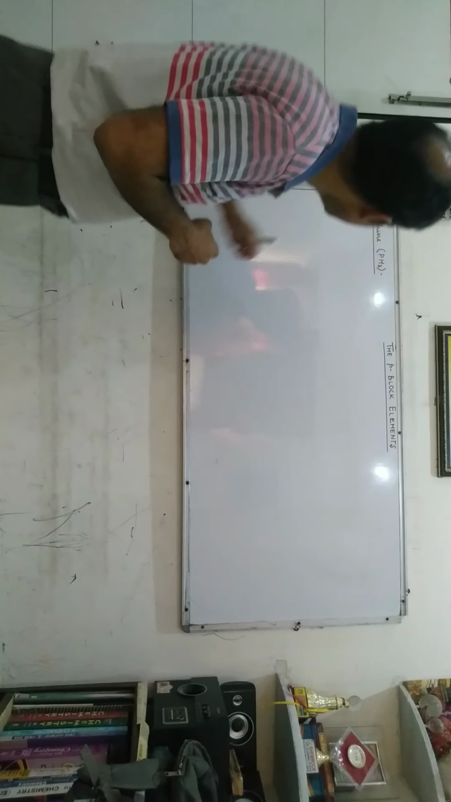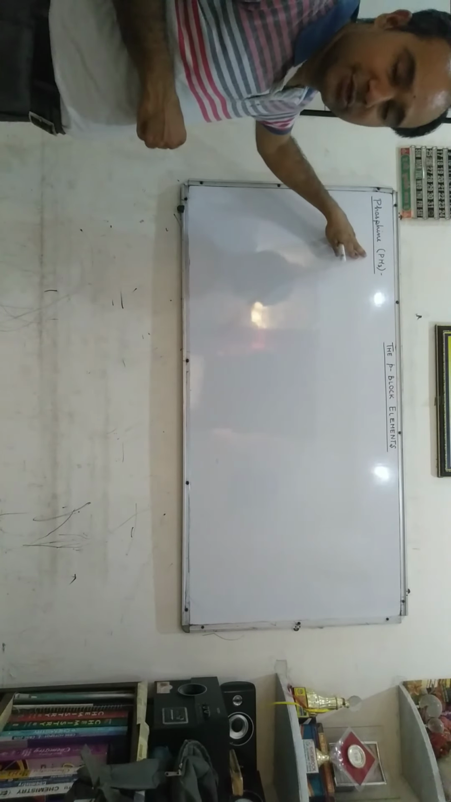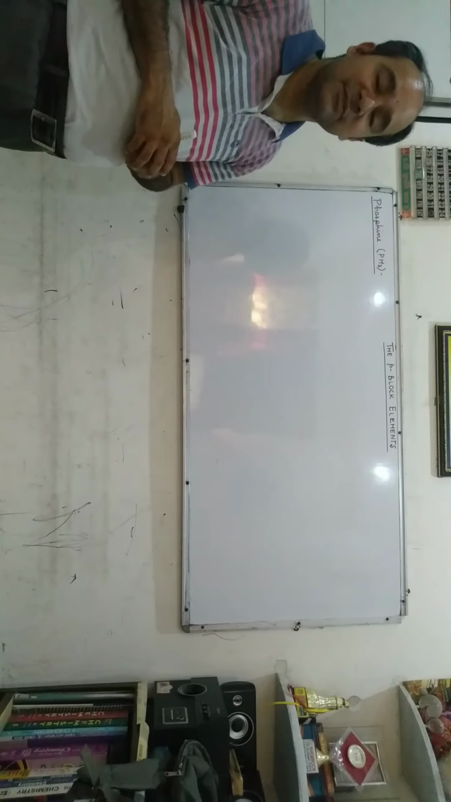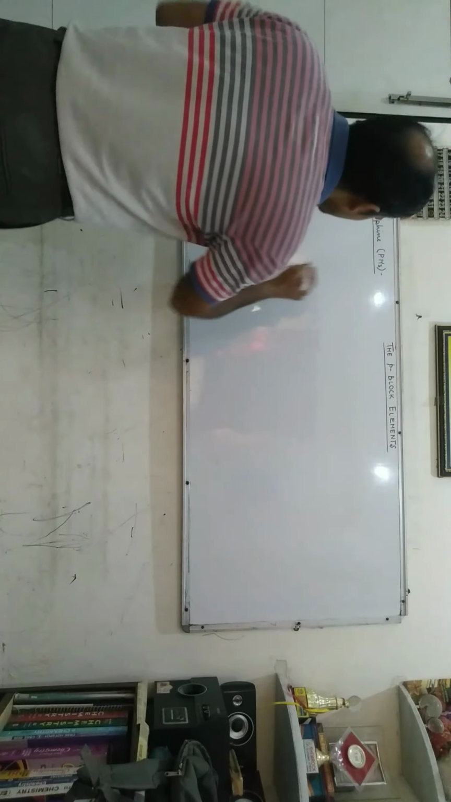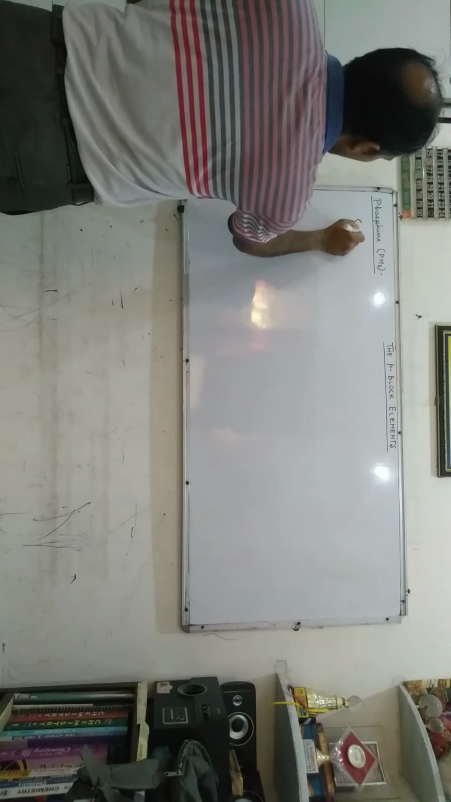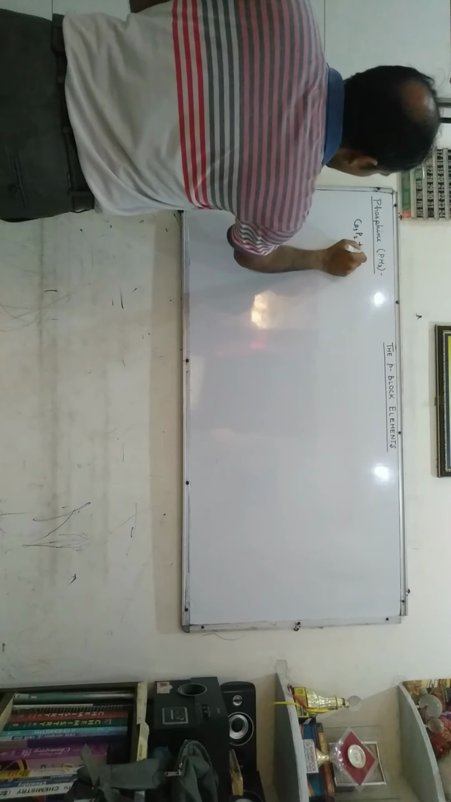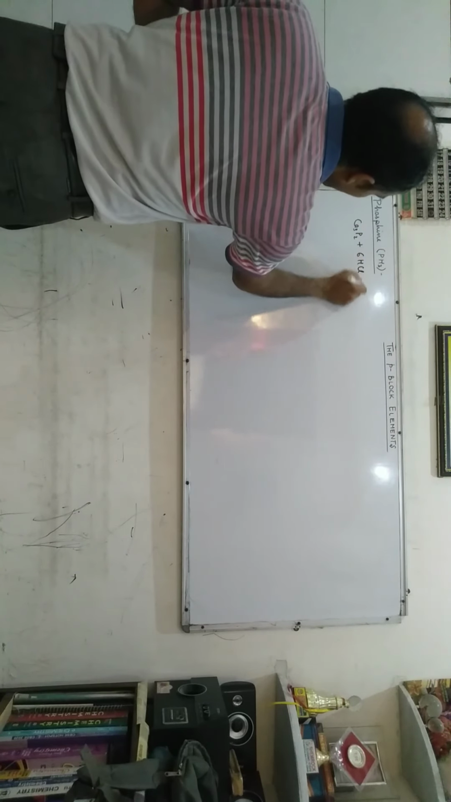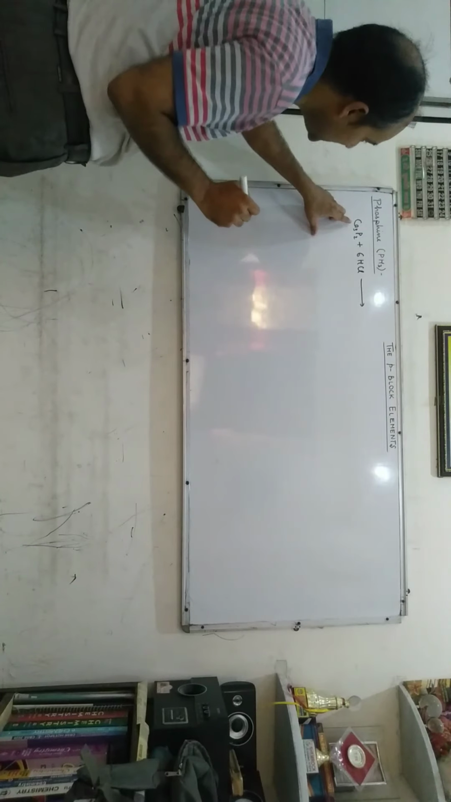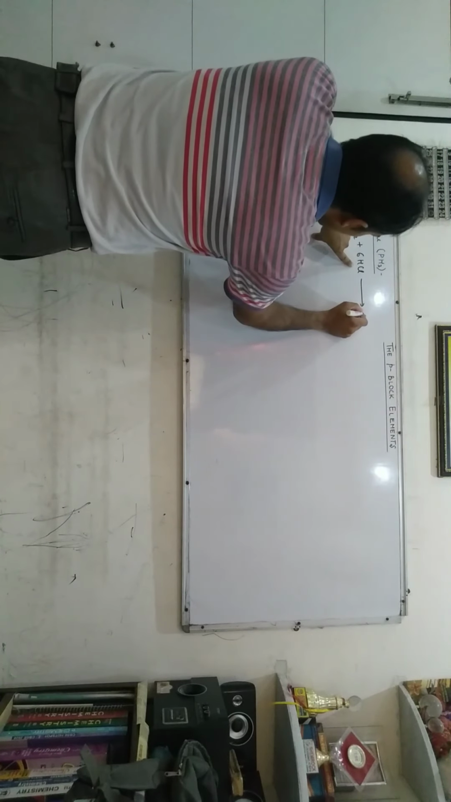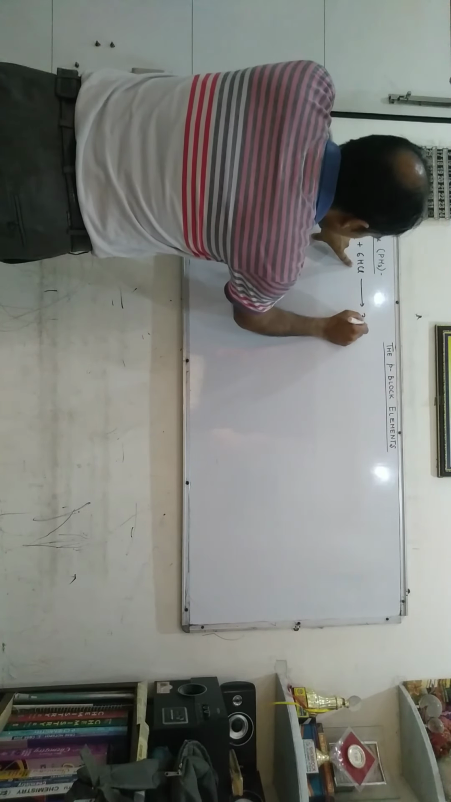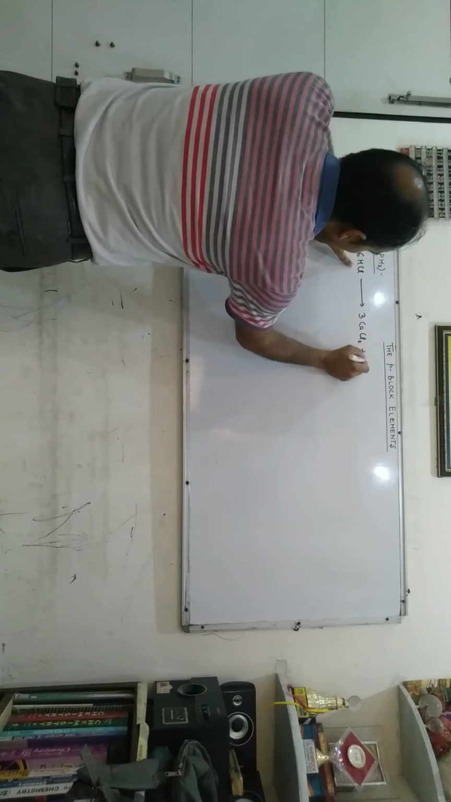Now let us discuss phosphine. Students, phosphine is a colorless gas with a rotten fish smell. It is prepared by the reaction of calcium phosphide with HCl or water. When calcium phosphide, having formula Ca3P2, reacts with HCl, we obtain 3CaCl2 along with phosphine.